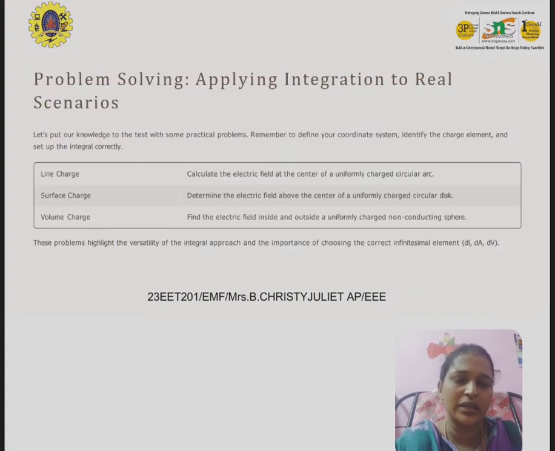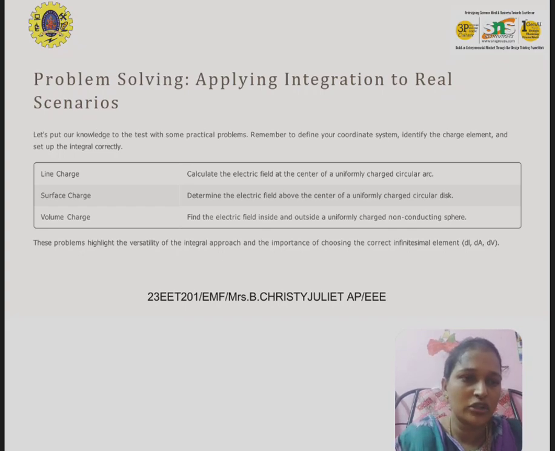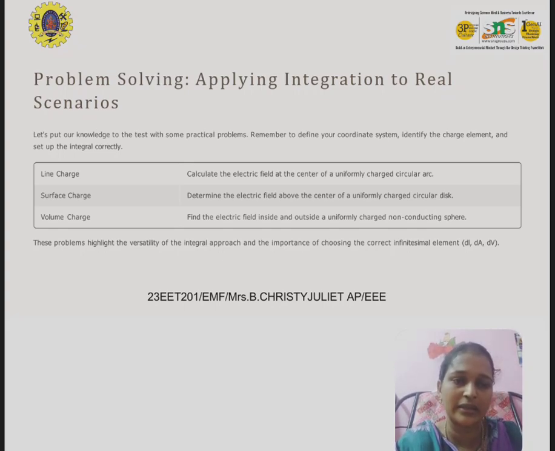So now here is a problem solving scenario. Let us put what we have learned so far into this problem, and we can have a short recall about what the given charge element is, and we can calculate it. For a line charge, consider the electric field at a point for a uniformly charged circular arc. The arc is circular, which is nothing but like a line. We are here to calculate the electric field at the center. What will you do? This is one of the real case scenarios.